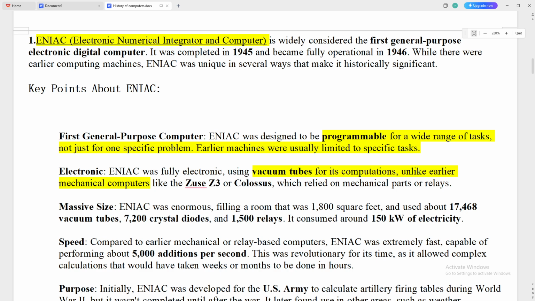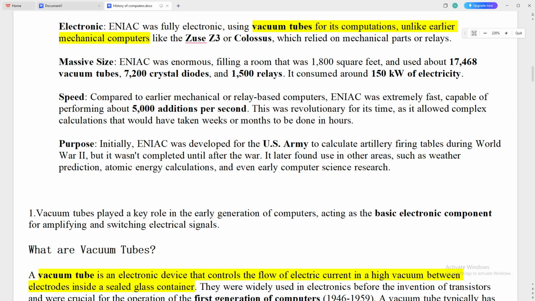Now speed. Compared to earlier mechanical or relay computers, ENIAC was extremely fast, capable of performing about 5,000 additions per second. So ENIAC is definitely better in terms of capabilities and processing power, because in 1 second it can do 5,000 additions. Earlier designs were mechanical or relay-based computers, which were not that fast, but ENIAC made it possible for humans at that time to get a capability of 5,000 additions per second.